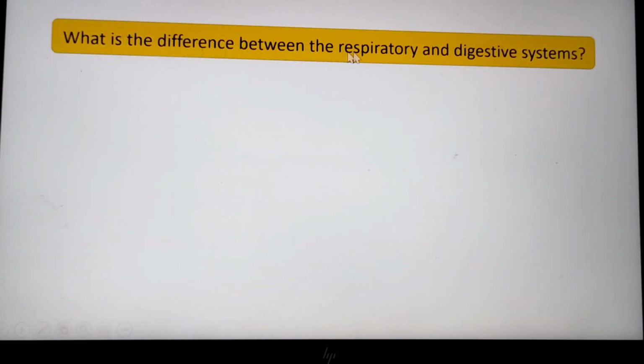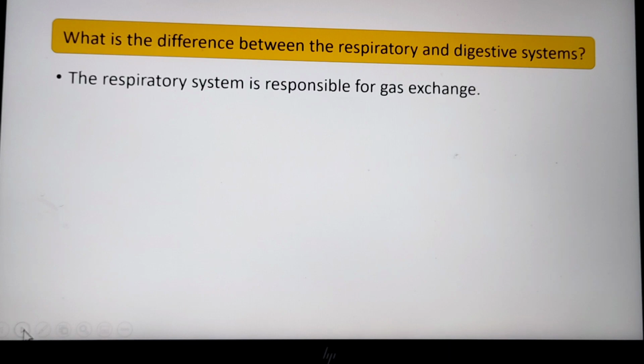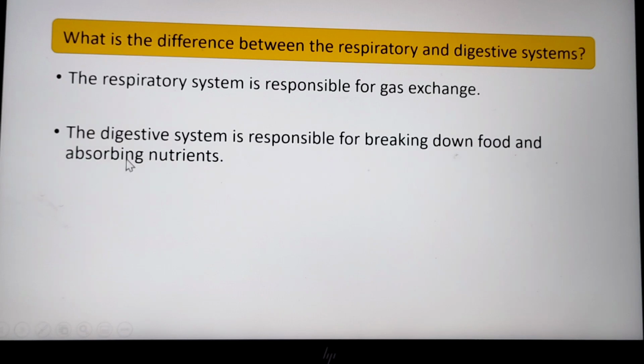Next, what is the difference between the respiratory and digestive systems? The respiratory system is used for the exchange of gases, carbon dioxide and oxygen. What is the function of the digestive system? The digestive system is responsible for breaking down food, absorbing nutrients and providing energy to the body.